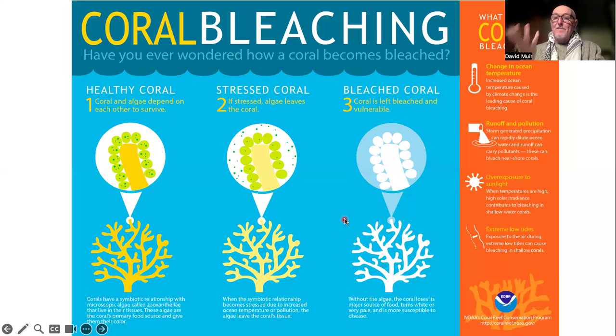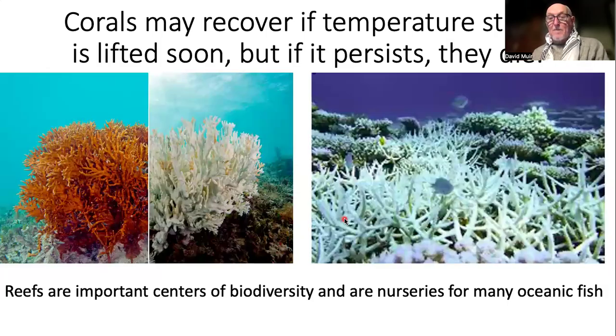If you lower the temperature, if you lift that temperature stress soon enough, the zooxanthellae may return to the coral. The coral may take in zooxanthellae again. But if the temperature rises too high, that will not happen. And if that continues, the corals die. Unfortunately, this is now happening. It used to be a very rare occurrence. It is now happening virtually every year, especially on the greatest coral reef of all, which is the Great Barrier Reef in Australia.